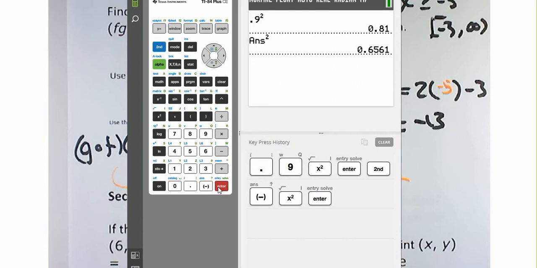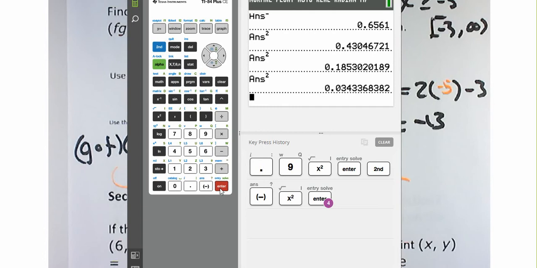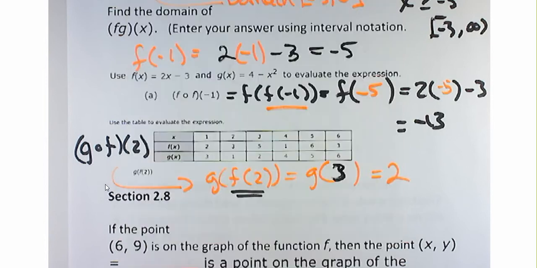So I squared 0.81, I get 0.65 something. If I square this, I should get something around 0.4 maybe, 0.43, and keep on squaring it. So each time I hit this button, it's going to take the output from the old function, put it into the function again, and keep on going. So eventually it'll get down to 0, or very, very close to 0, as close as you want.